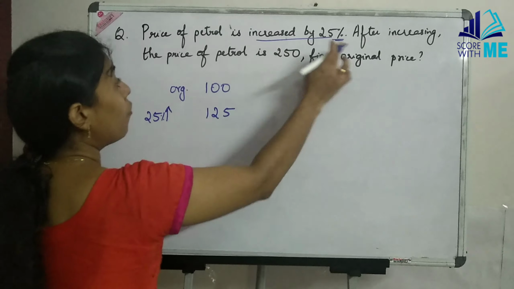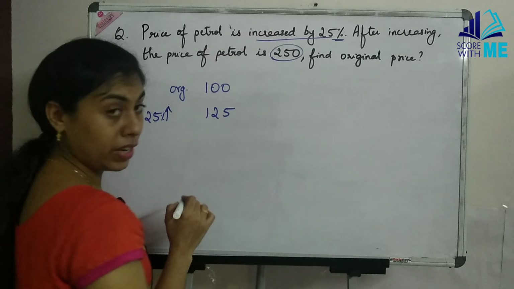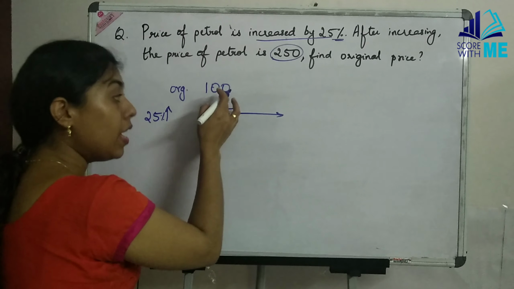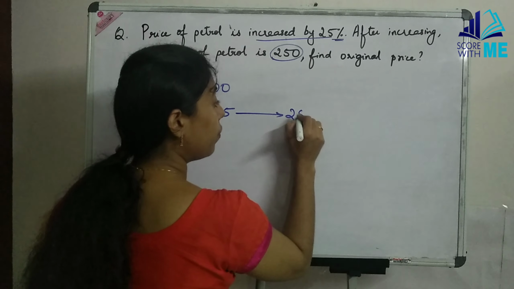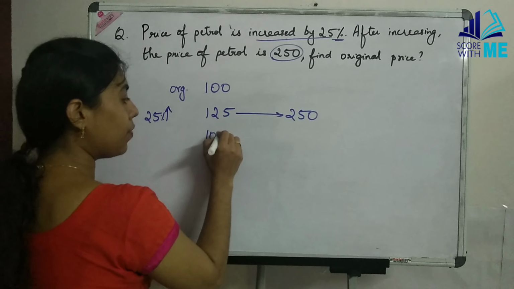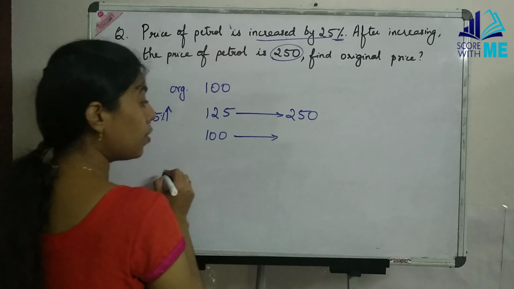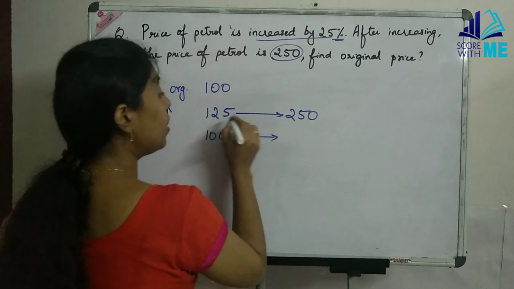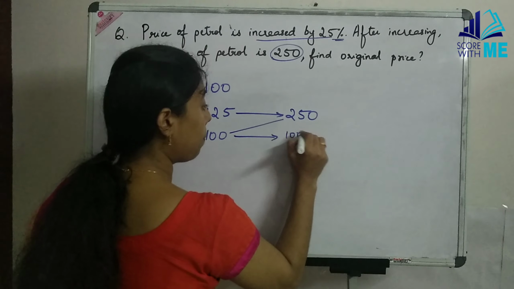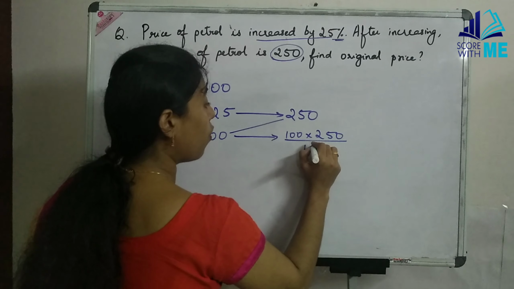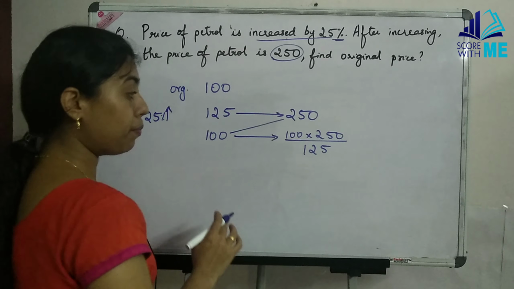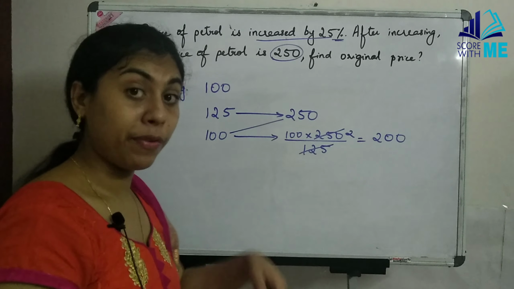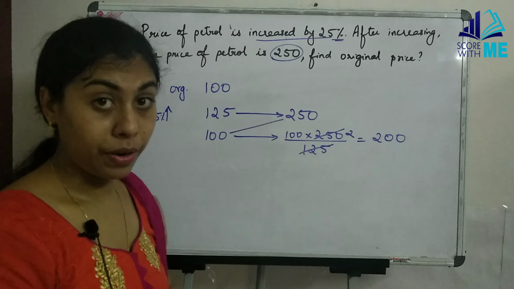Directly here it is given, after increasing, the price of petrol is 250. That means if we are considering the base value as 100, then 125 is going to be 250. We need to find the original price. So that means we need to find what is 100. So how do we find this original price 100? Just cross multiply. Whenever a question like this comes, just cross multiply. Cross multiply is 100 into 250 divided by 125 will give you the original price. So simply cancel it off, that is 2, and that means the original price of petrol before increasing was 200, and after the increase it was 250.